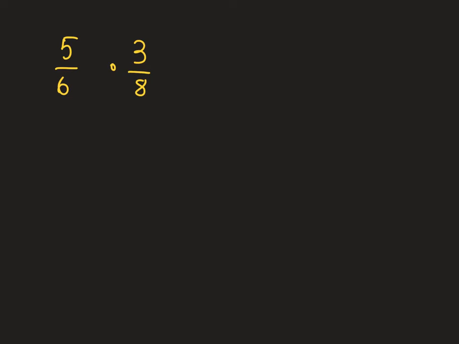All right, you try this one, 5/6 times 3/8. Remember your two options: straight across, multiplying, or look diagonally and see if there's something you want to simplify first. Pause the video and see if you get the right answer.